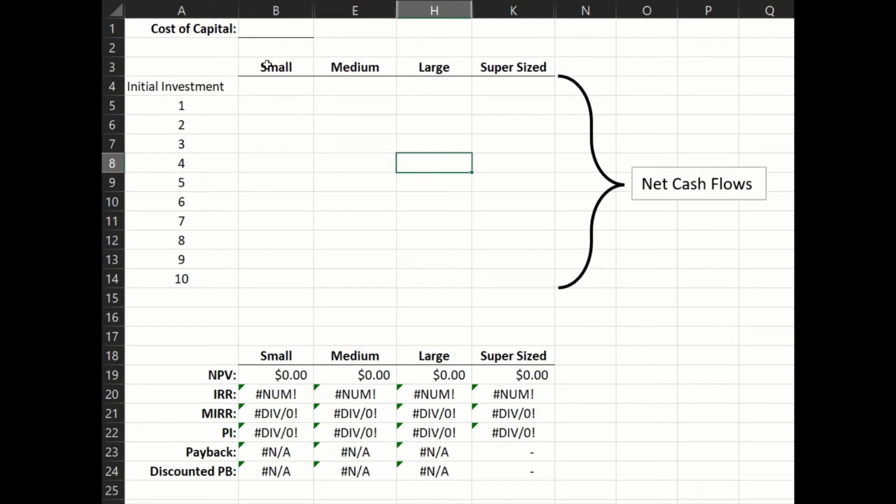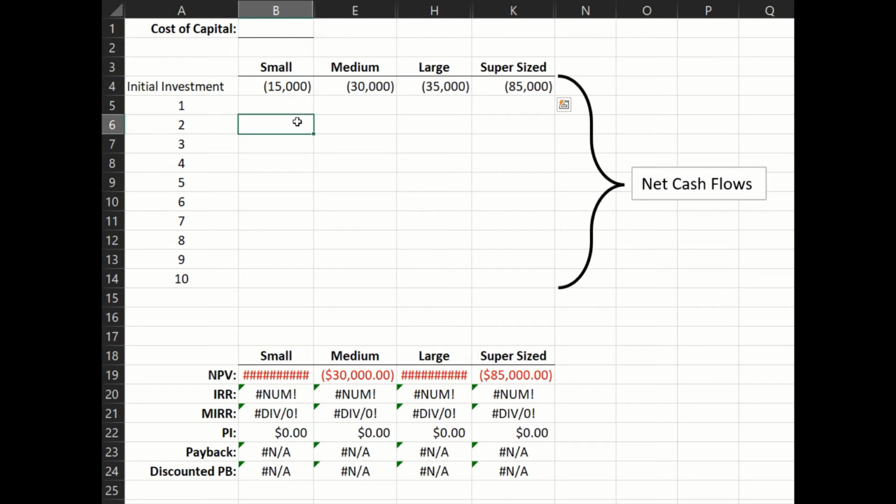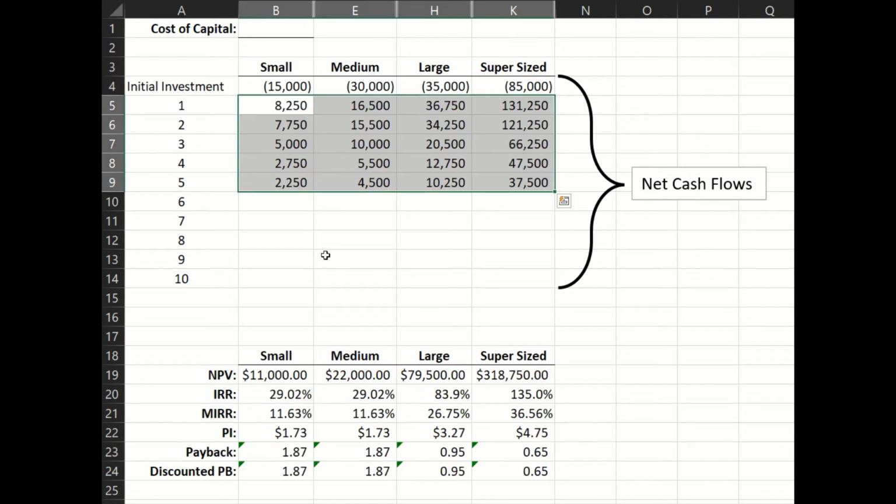So as you can see, I have my small, medium, large, and supersized churches here. The initial investment, that should correspond with what we already talked about: 15,000, 30,000, 35,000, 85,000. So that's the disaffiliation cost. And then what I did is I just did the math. I showed you all the differences in apportionments and health insurance, as well as the difference in pension. And if we go ahead and add those numbers in there, and I just did it for 5 years.